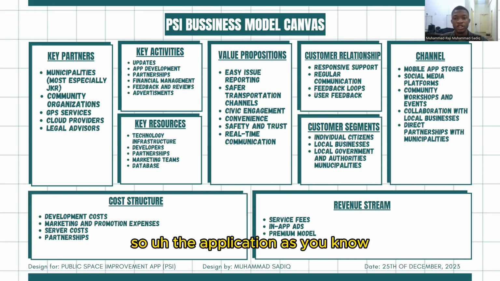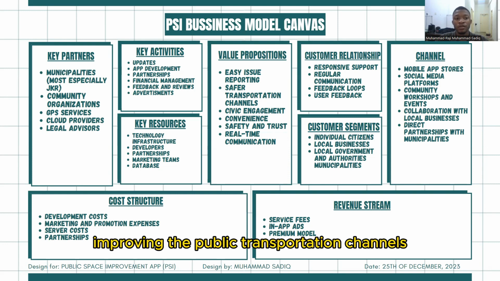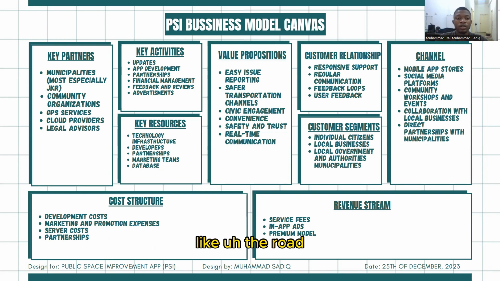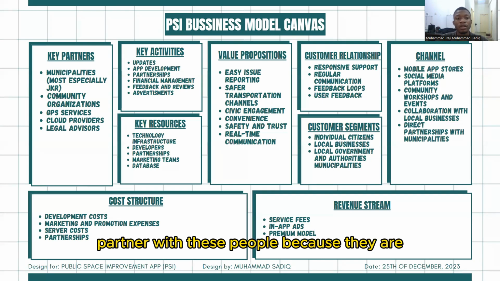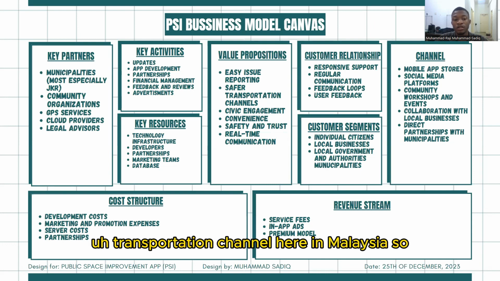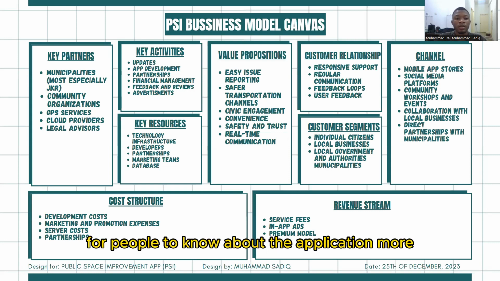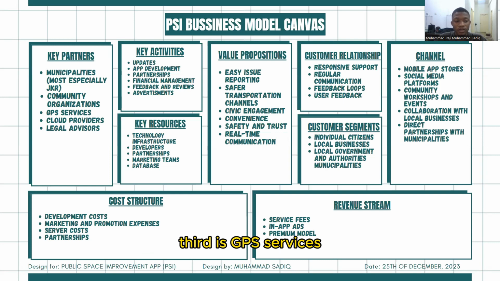So the application, as you know, is about improving the public transportation channels, like the roads, the railway channels, and more like that. So we have to partner with these people because they are responsible for the construction of the transportation channels here in Malaysia. So two is community organizations. Yes, we have to partner with these people to raise the awareness of our application and for people to know about this application more.